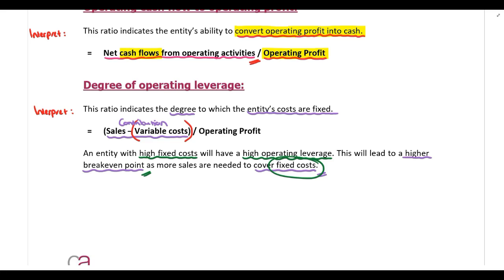Please then make sure that you are able to interpret the calculation and discuss the impact of having very high fixed costs. So if a company has a high degree of operating leverage, they have high fixed costs, and their break-even point will be higher because they need to sell more to cover those fixed costs.